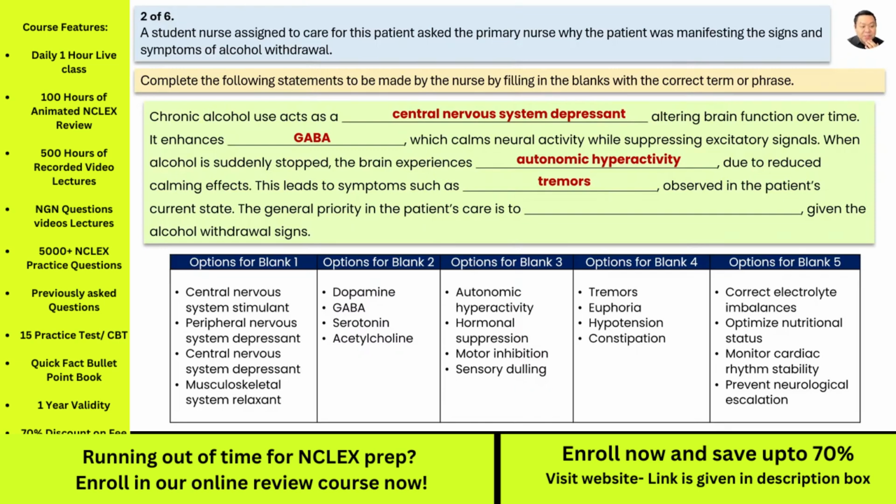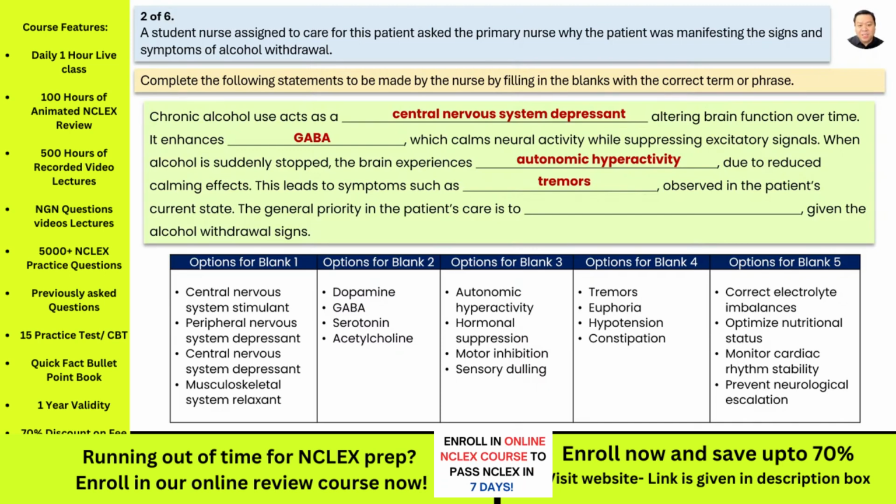And so the rest of the options are incorrect, such as euphoria, because this one is associated with alcohol use, not withdrawal. And withdrawal is usually going to lead to dysphoria, which is an unpleasant emotional state. And hypotension is not really associated with withdrawal, because our patient will most likely experience hypertension due to increased sympathetic activity. And lastly, we have constipation. It's not a typical withdrawal symptom.